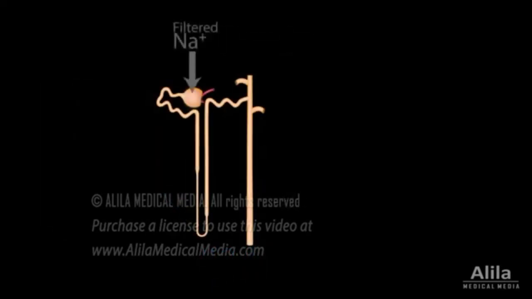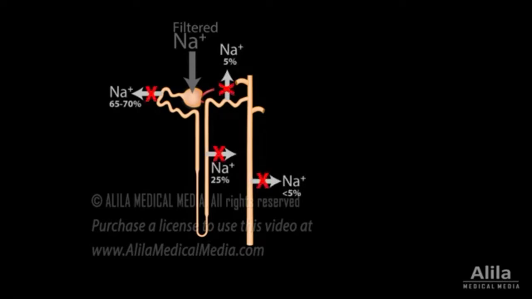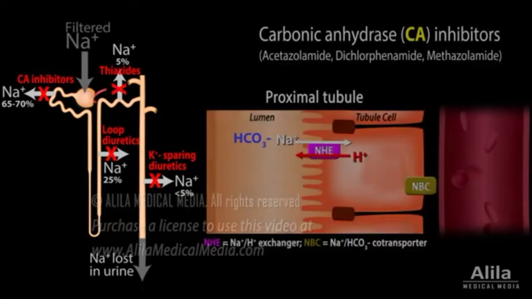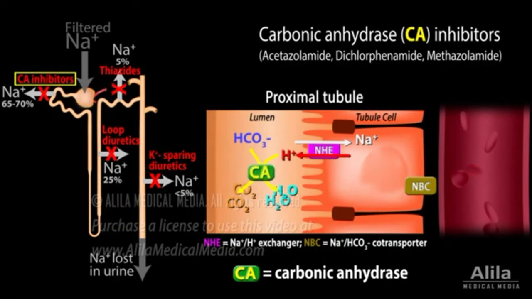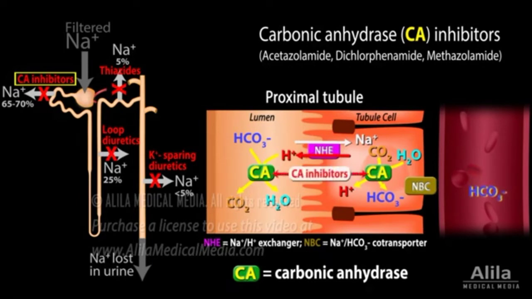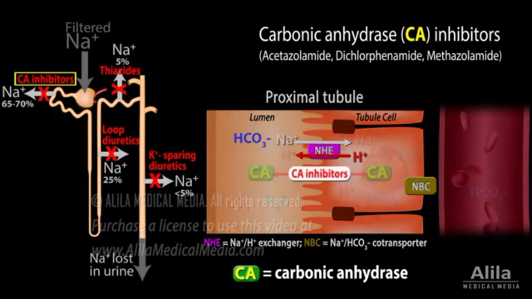Sodium and water are filtered in the glomerular capsule of nephrons, then reabsorbed back to the blood at various sites along the renal tubule. Different classes of diuretics prevent sodium reabsorption and thus increase sodium loss at different sites by different mechanisms. Carbonic anhydrase inhibitors inhibit the enzyme carbonic anhydrase, which is required for reabsorption of bicarbonate in the proximal tubule. This leads to greater sodium loss in the form of sodium bicarbonate, and subsequently greater water loss in the urine.